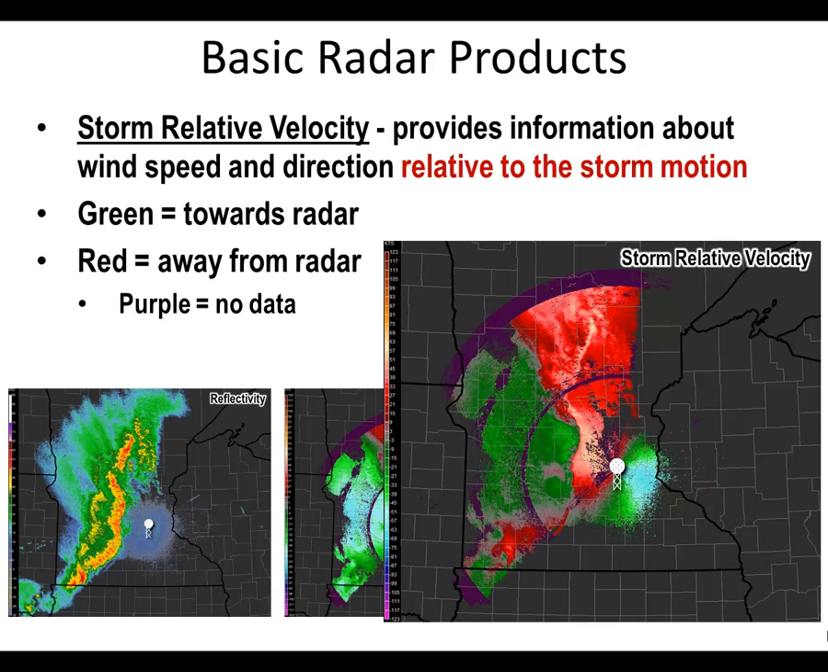Lastly, we'll look at storm relative velocity, which provides information about wind speed and direction relative to the storm motion. Again, green is towards the radar, and red colors are moving away from the radar.